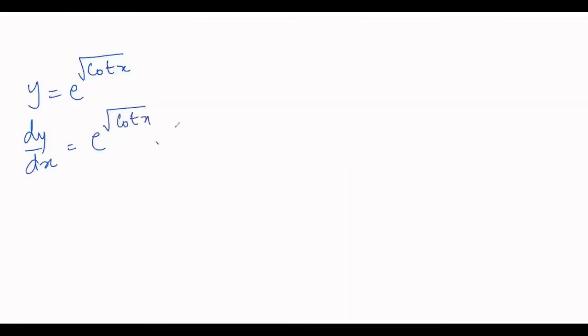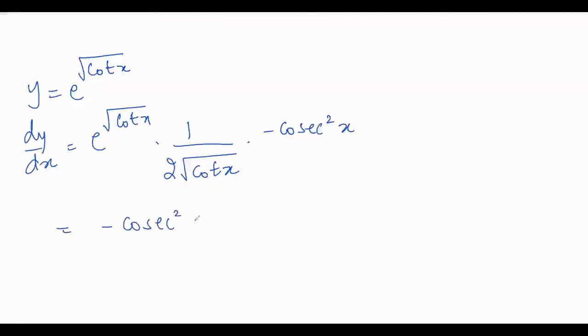Next question, y is equal to e power root cot x. So dy by dx is equal to differential of e power x is e power x, so e power root cot x into differential of root x is 1 by 2 root x. In this case, 1 by 2 root cot x into differential of cot x, which is minus cosecant squared x. So I'll write my final answer, minus cosecant squared x e power root of cot x divided by 2 root of cot x. So let me clear this.